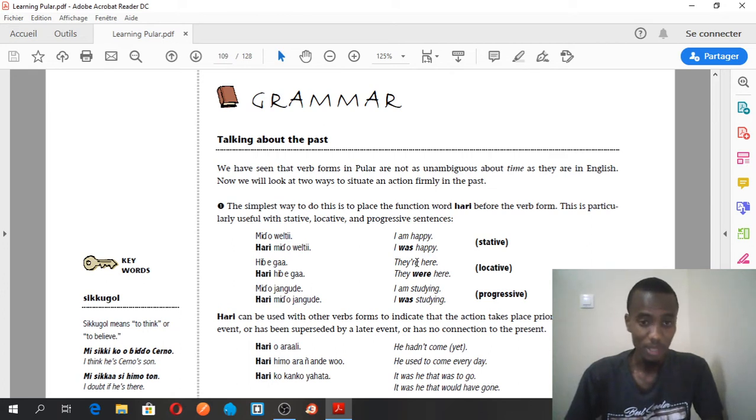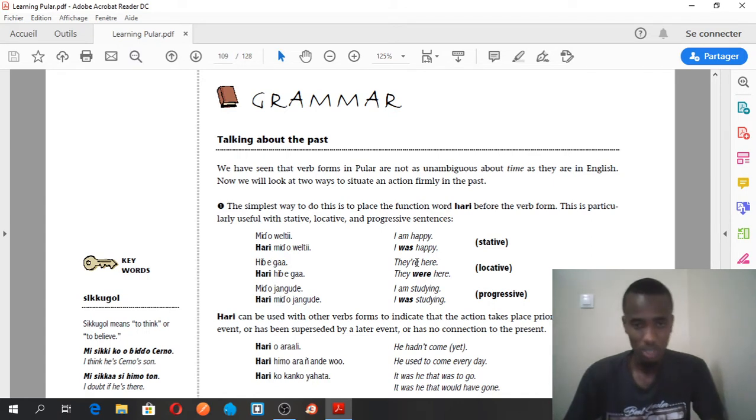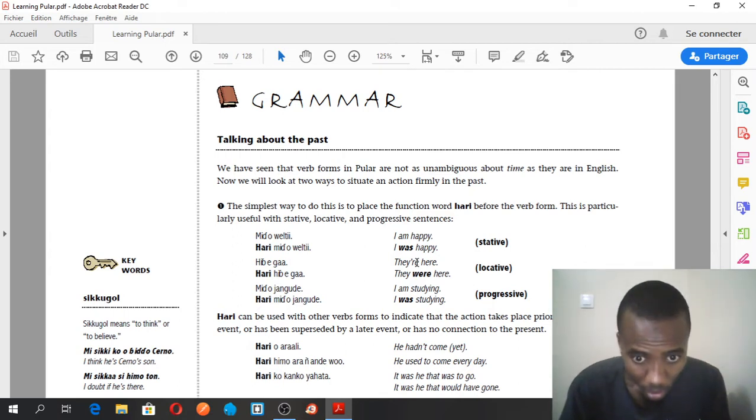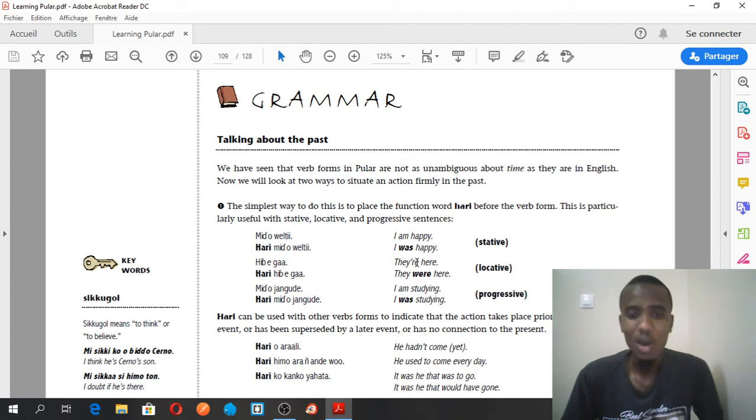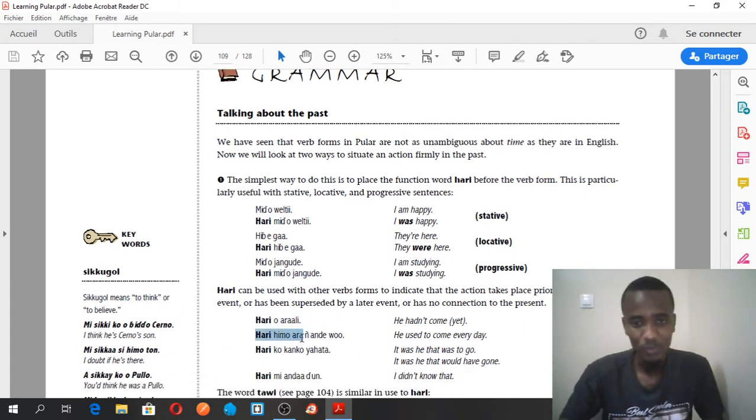Hari can also be used to indicate a sequence of actions. When you want to indicate a sequence of actions, use hari. Hari o arani. Hari himo ara nyande wo. Hari himo ara nyande wo. Okay, hari ko kanko yahata.